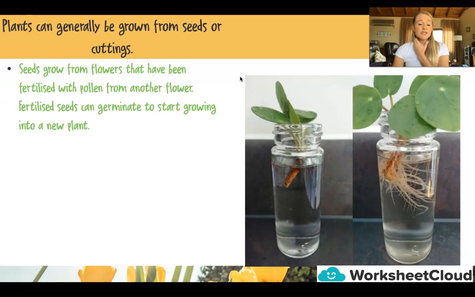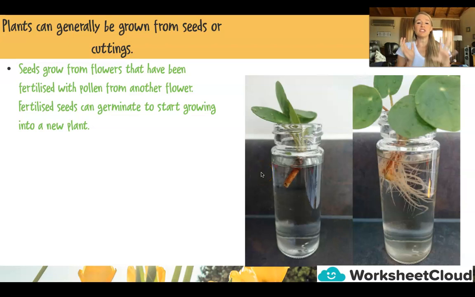Now, plants can either be grown from seeds or they can be grown from cuttings. Okay, and I'm going to talk about this little picture over here because you're probably thinking, what on earth is going on here? And then all of a sudden here. Okay, so but we'll come to that.